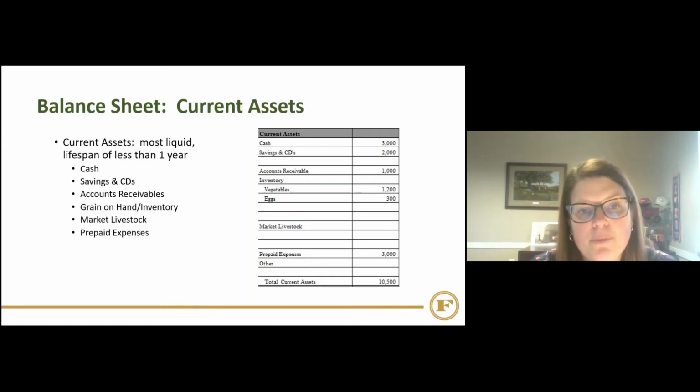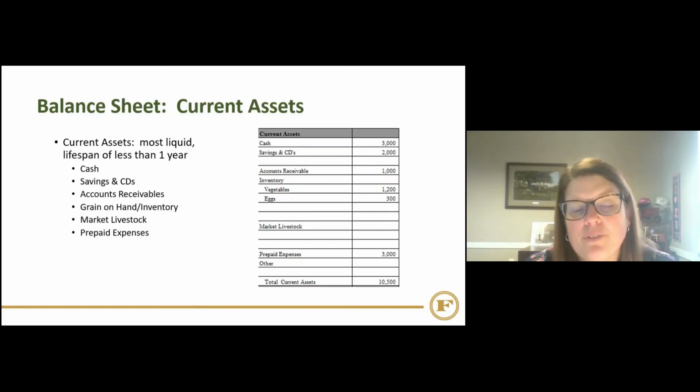If you owed someone money, the easiest way to pay it and most liquid would be cash. It would be to write them a check or hand them cash. The hardest current asset to turn into cash would be to sell your grain, livestock, or to get the cash value of your prepaid expenses. Now, prepaid expenses, you might recall from the section on the income statements. If you have expenses that you paid ahead for, then that is an asset.